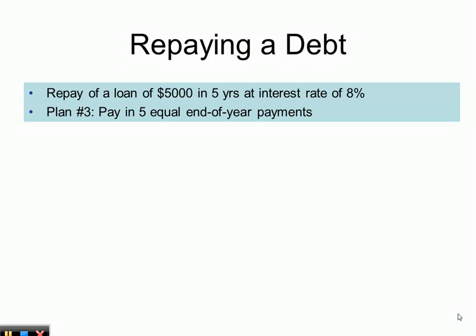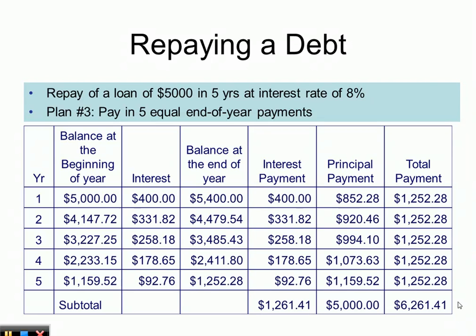Now let's take a look at a different plan. We have plan 3. We can pay in 5 equal end-of-year payments. So these 5 equal end-of-the-year payments will distribute things as follows. This is going to be our total payment. So every year we're going to pay $1,252.28, and at this point you don't know how we got this, but in later chapters I'll teach you how to calculate this payment. We pay this every year at the end of the year.